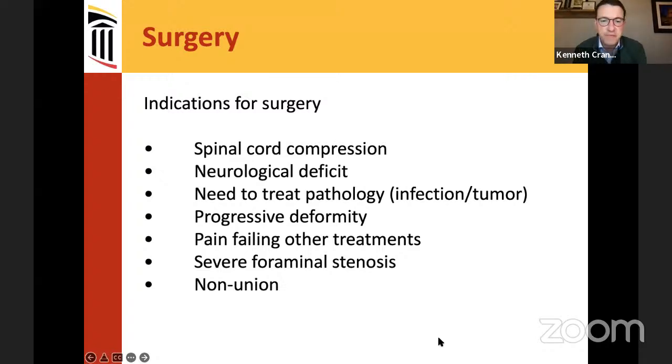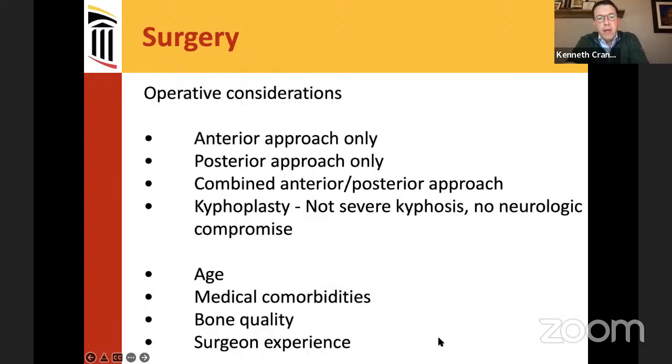Oftentimes, these patients have severe foraminal stenosis due to the collapse of the offending vertebrae, which causes increased narrowing of the foramen and sometimes bone or tumor in the foramen. And then, of course, non-union patients who have had a fracture for some reason and over time have not healed. But a lot of these things go hand in hand. Non-union often leads to progressive deformity and pain that fails other treatments, et cetera. But these are the main things that we consider.